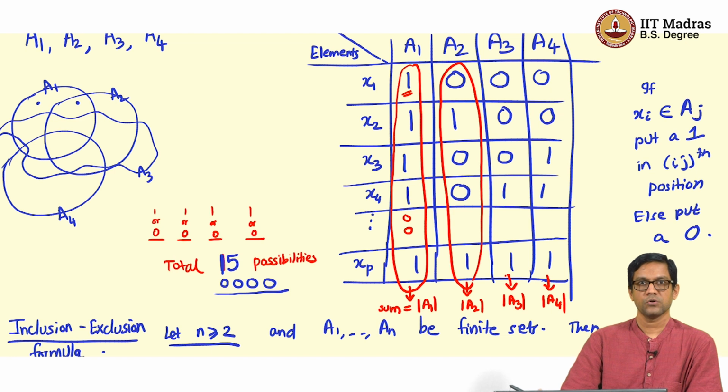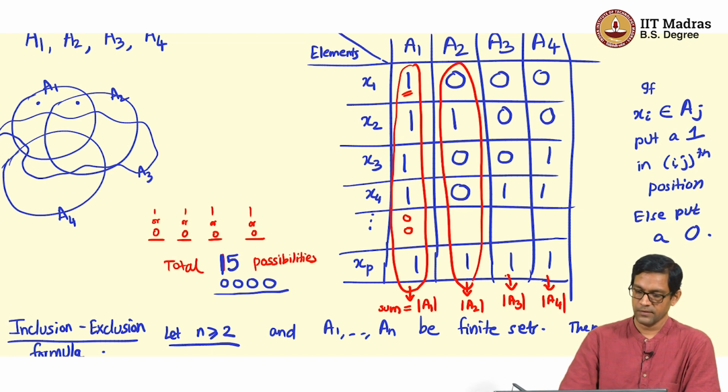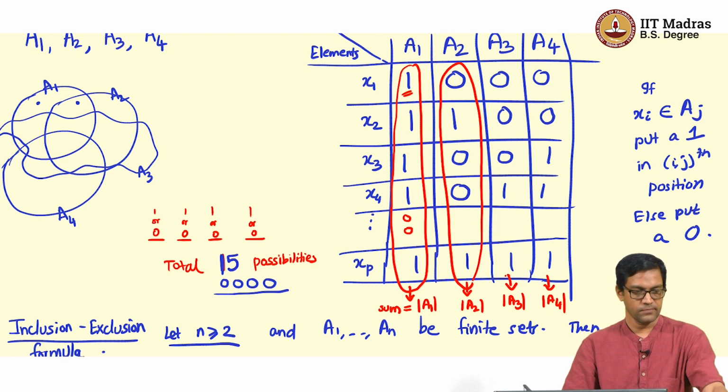Okay. So, that is what the first 4 terms of the right hand side of the inclusion exclusion formula tell you. It is just the sums, the column sums of this table. Okay. Now, let us see what does the next term tell us.